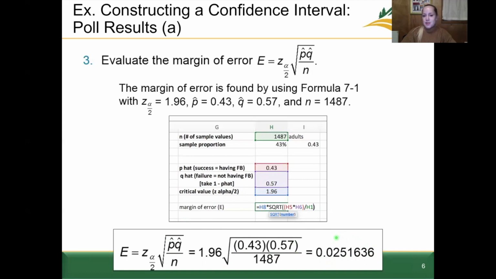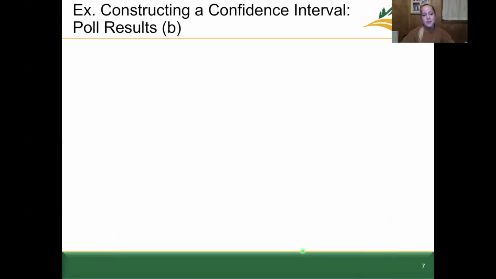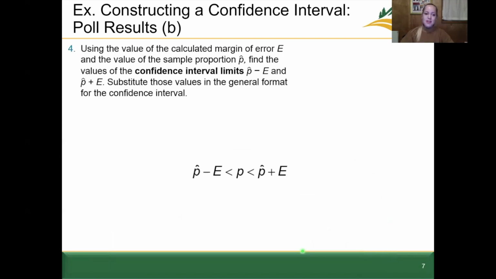We have not yet rounded this off, but here's our margin of error, our E. For our E value, we can keep this as the longer version of the number, and we'll worry about rounding off later. So let's keep going now to solve for question B. In part B, we're asked to use the calculated margin of error, or E, and the value of the sample proportion, or p-hat, to find the values that make up our confidence interval limits. Going back to part 1 of 7.1, we know that our confidence interval limits are going to follow p-hat minus E and p-hat plus E.